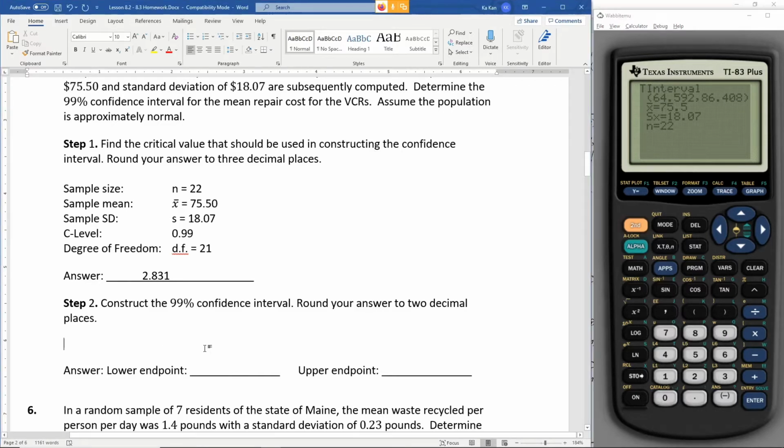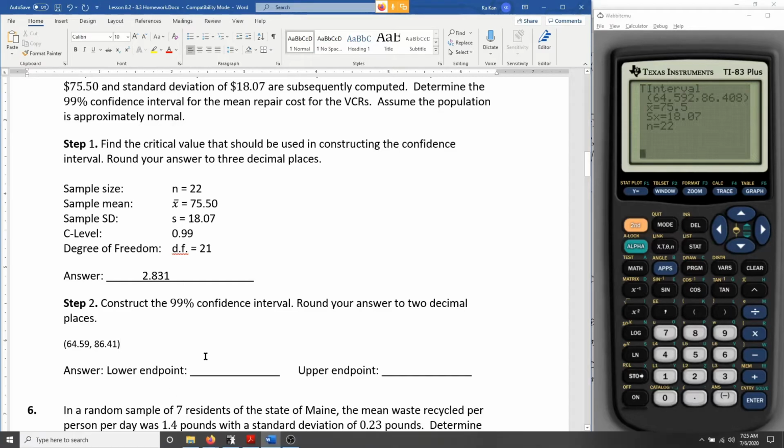So the lower end point is 64.592. Oh, they want 2 decimal places, so round to 2 decimal places. And then 86.41. And that's it. That's the answer. That's all you have to do.